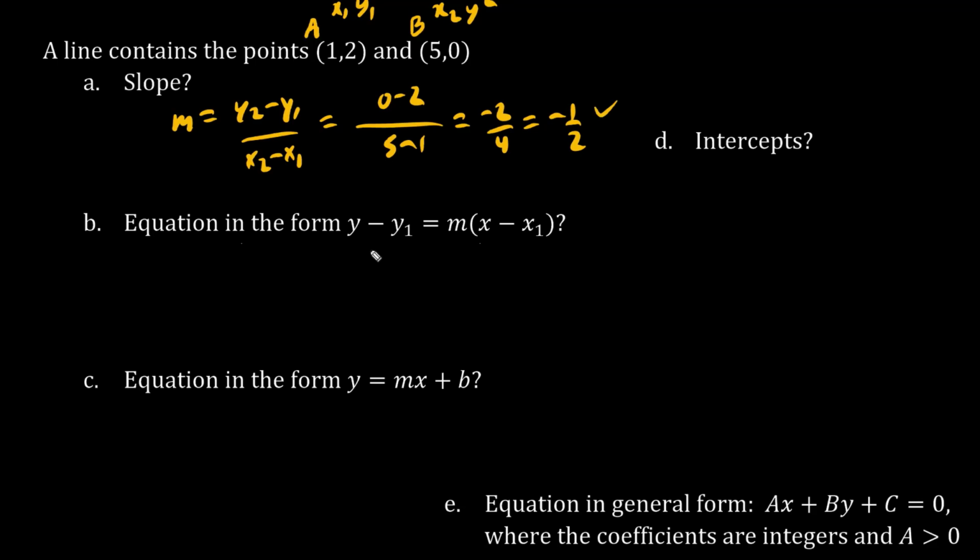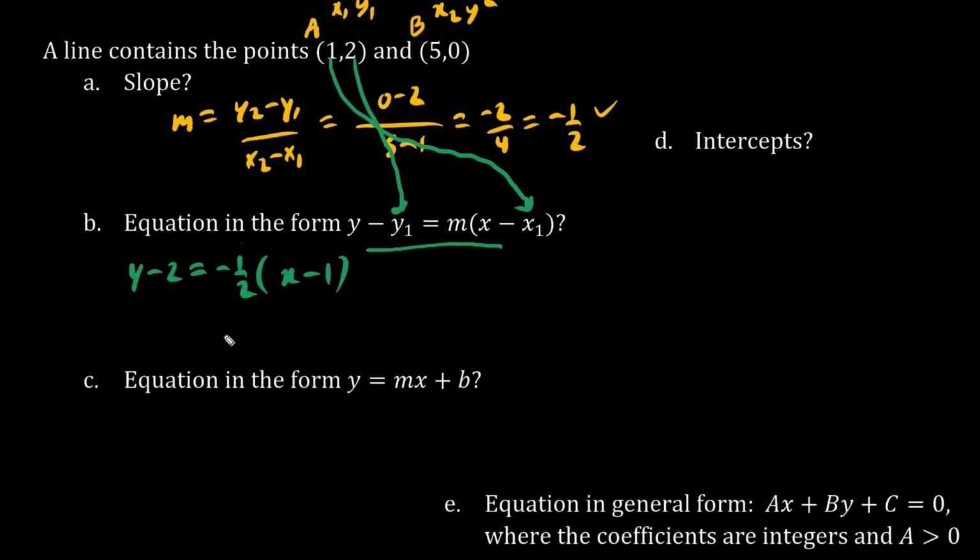Now it's good to memorize this slope point form formula because we just have to plug in x1 and y1, and it doesn't really matter whether we use point A or point B. Let's just use point A. Y minus y1 equals the slope, negative 1/2, x minus x1. So this here is the slope point form.